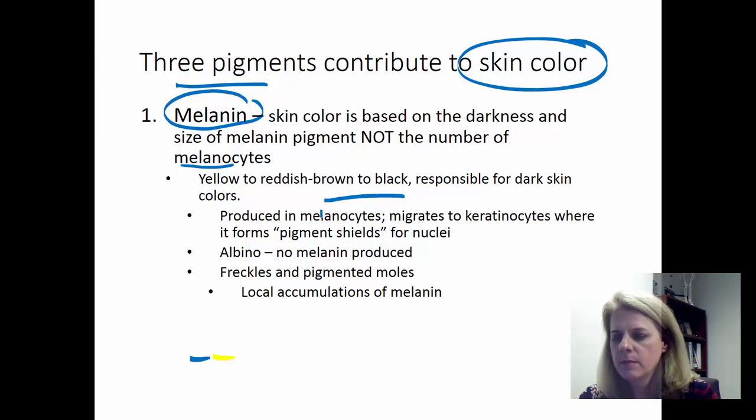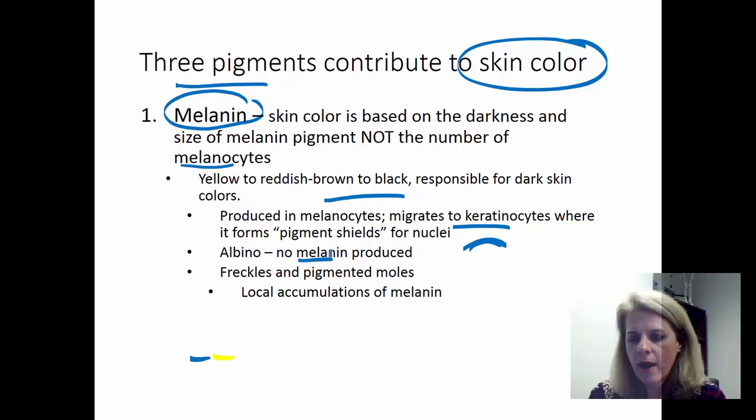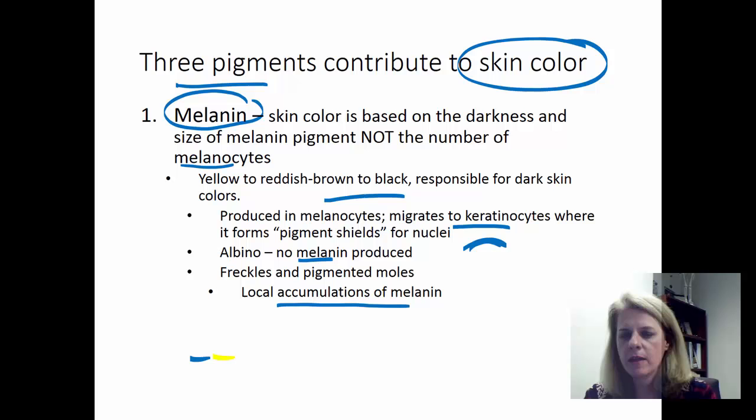And it's made by these melanocytes, and it migrates to the keratinocytes, where I think I told you earlier, it makes a little shield, a little umbrella for the nucleus. So it kind of protects it from UV radiation from the sun. And if you're an albino, that means you don't have any melanin, so your skin would be very, very white. There'll be no melanin there. Also means you have a high risk of having sun damage, UV radiation damage to your DNA. Freckles and moles are just local accumulations of melanin.